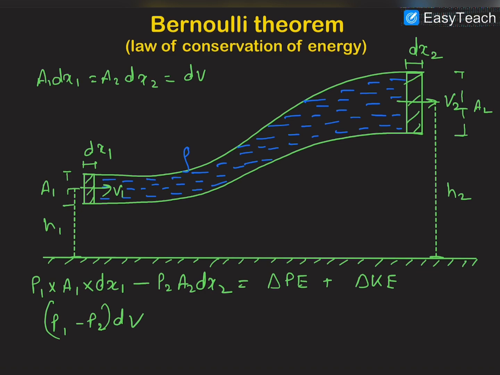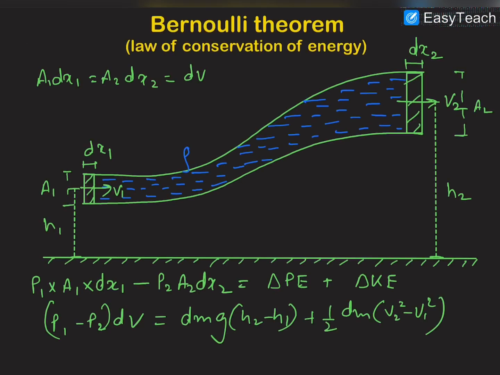So dV will be common, and the change in potential energy will be dm into g into h2 minus h1. I have considered that h2 is greater than h1, and the change in kinetic energy will be half dm into v2 square minus v1 square. Again, I have considered that v2 will be greater than v1. I have just assumed this. There is no issue in this assumption.